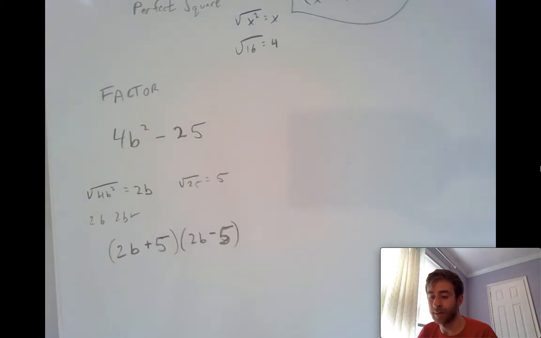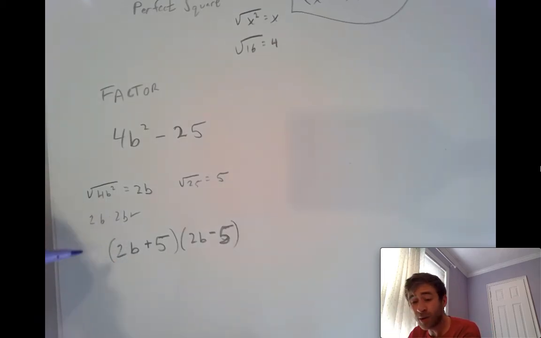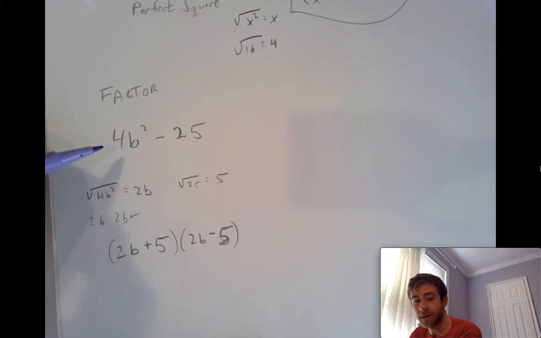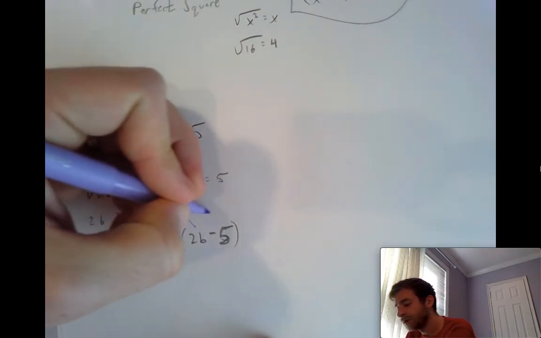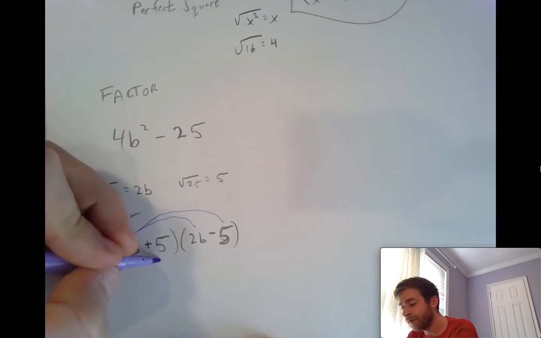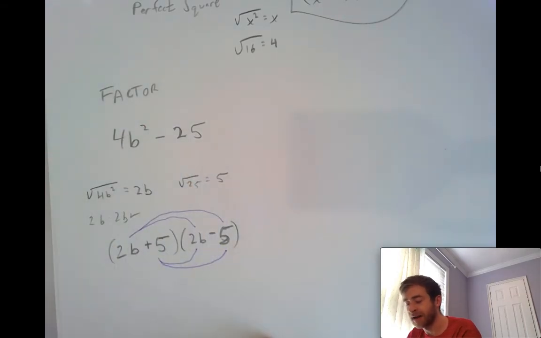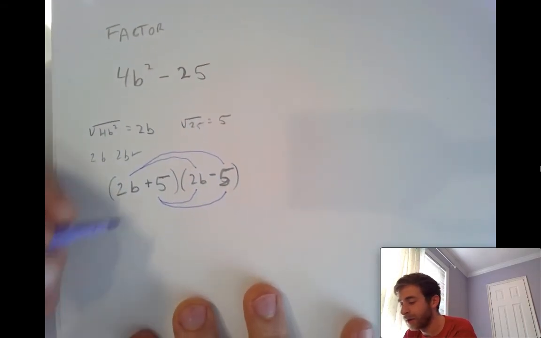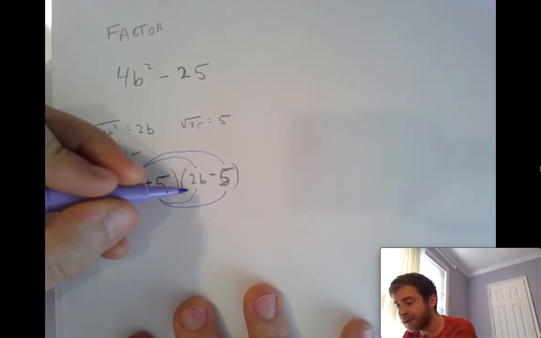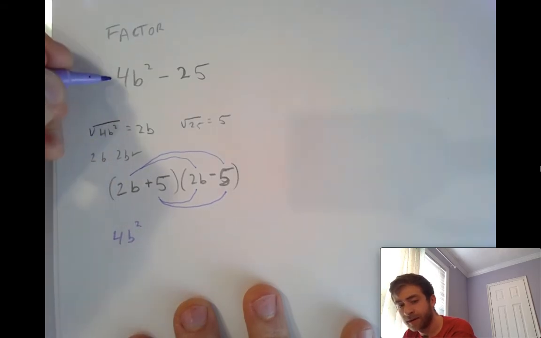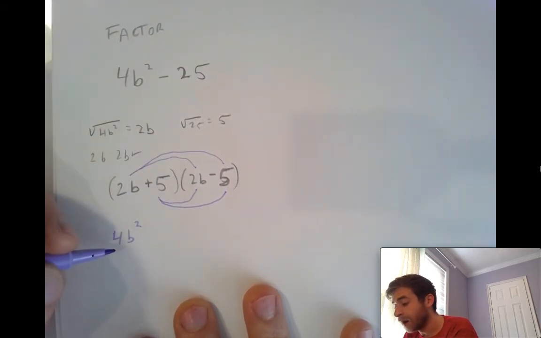That's the factored form. And if you want to be super safe, I'll do this for this example only, and then we'll rush through the last two. You can double check by multiplying, distributing, and if it comes back to the original, you factored it correctly. So I'll try 2b times 2b, 2b times negative 5, 5 times 2b, 5 times negative 5, and let's check it. 2b times 2b, 2 times 2 is 4, and b times b is going to be b squared. That's looking pretty good. Let's do the next.